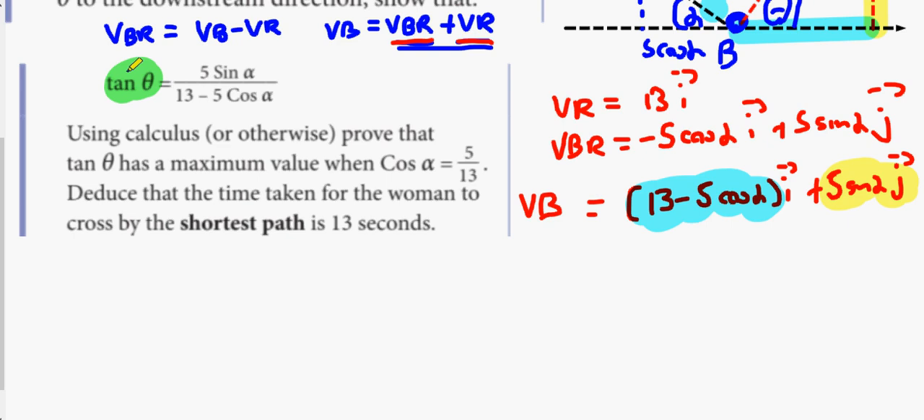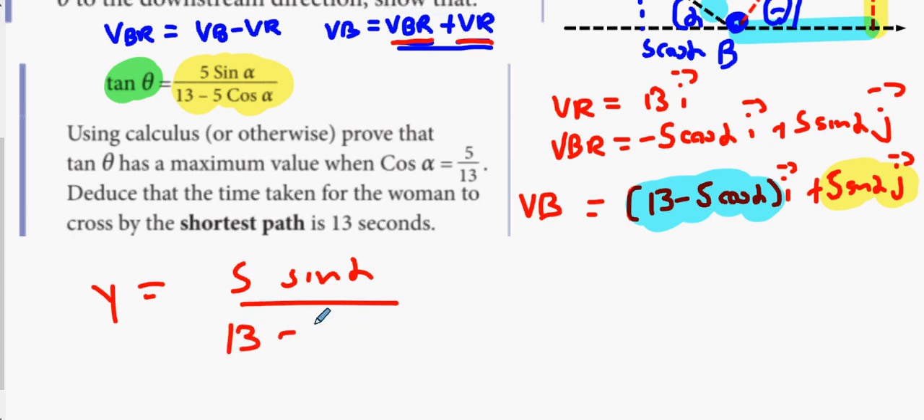Is that alright? So what we're going to do is we don't need to differentiate the tan part. We just need to differentiate this part here. We know that we want it to be as large as possible, so we're just going to concentrate solely on differentiating the yellow part. Is that okay? So let's do this. y equals 5 sine alpha over 13 minus 5 cos alpha. Okay, we're going to use the quotient rule, aren't we?